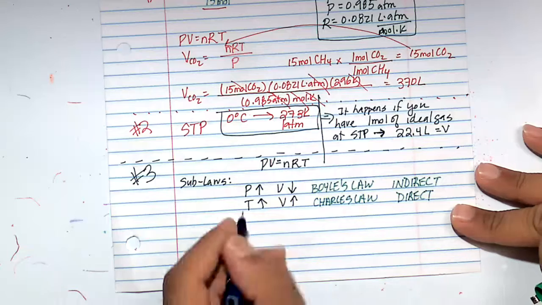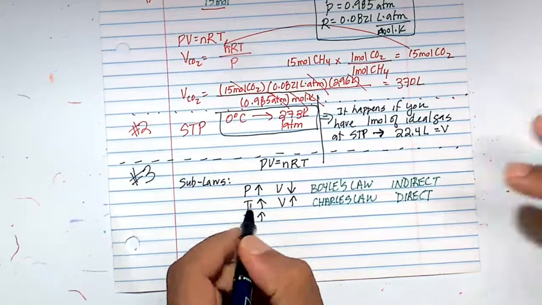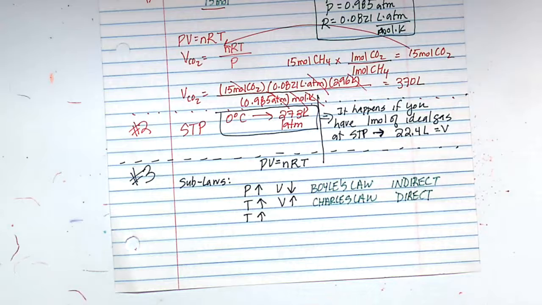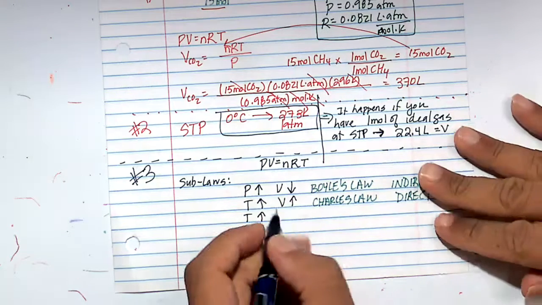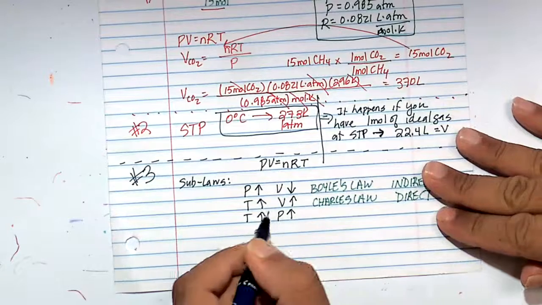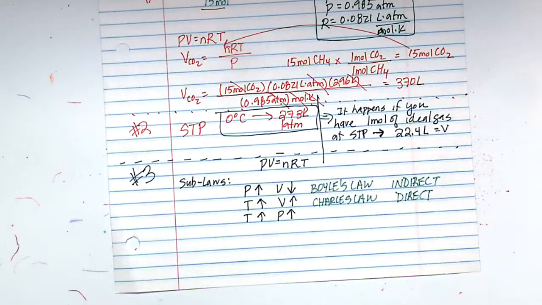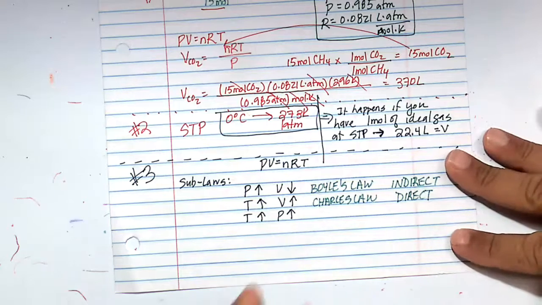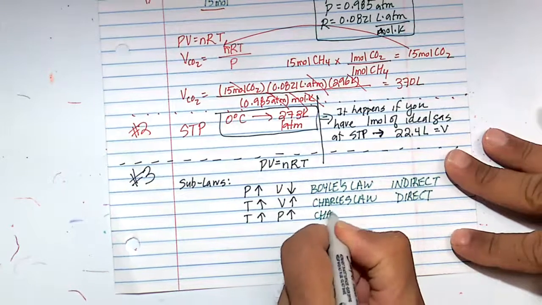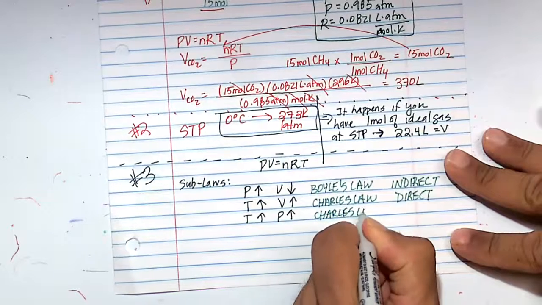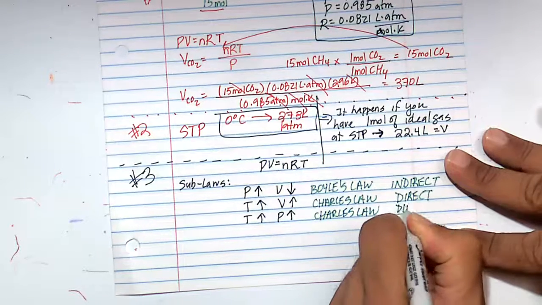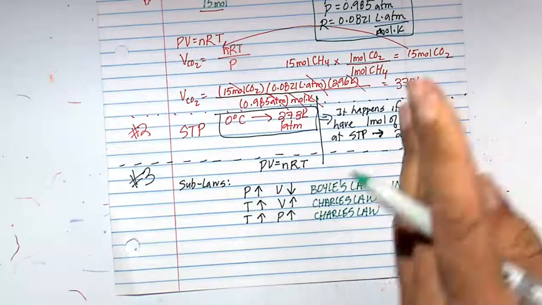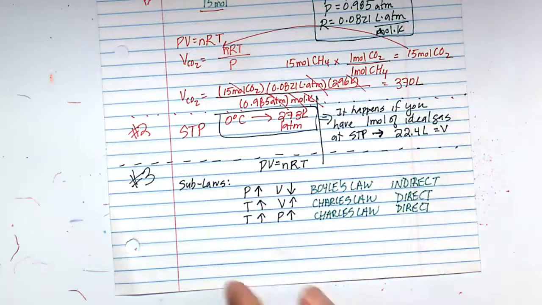Also, as you increase the temperature, what else happens? Are there more collisions or less collisions? If I increase the temperature, the molecules are going to collide more, right? Yes, it is so. So increase the temperature, the pressure goes up. This is also Charles' law, and it's also direct. As one goes up, the other one goes up, everything else being constant. As temperature goes up, pressure goes up.